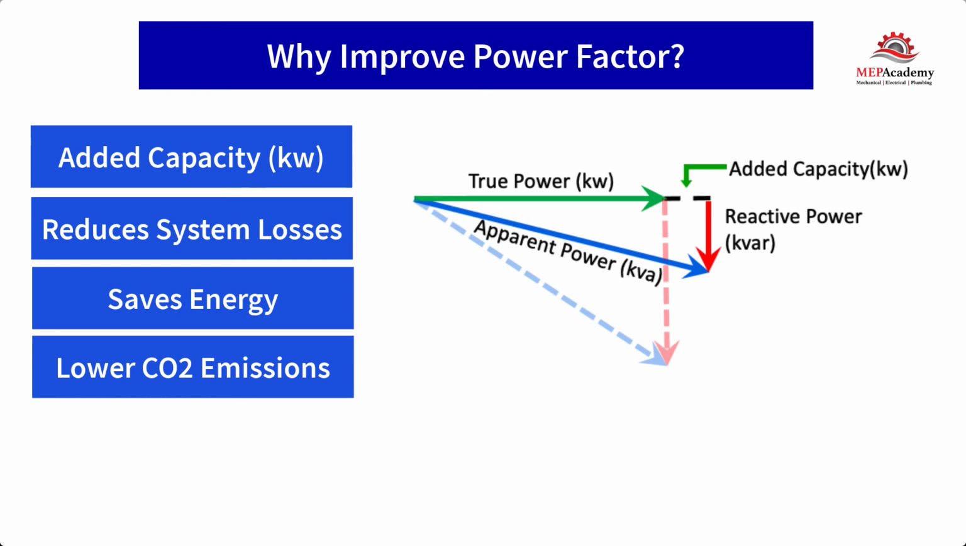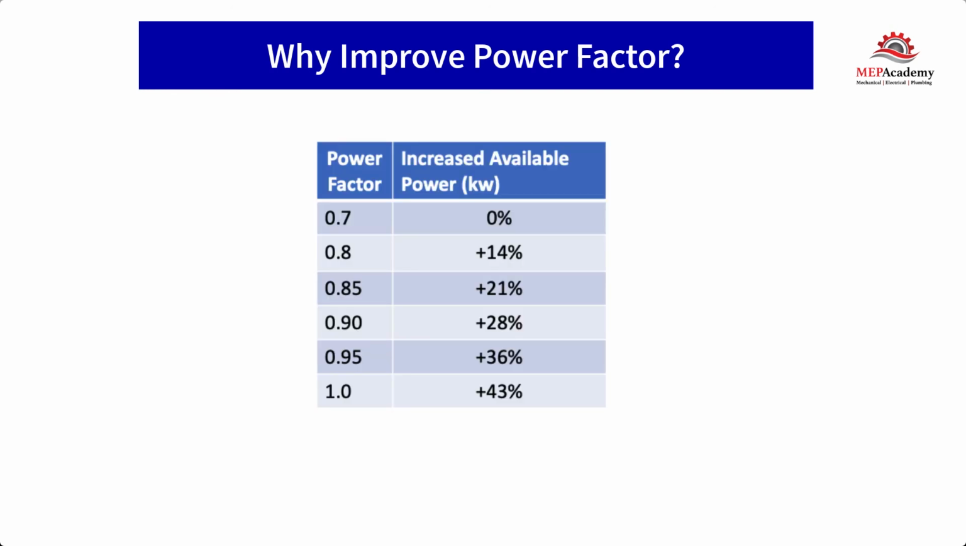A poor power factor will cause the line current to increase, causing losses in the distribution system and transformers. Even though the building uses the same real power, the lower power factor costs the utility company more to generate and distribute. As the chart shows, if a building has a power factor of 0.7 and increases it to 0.9, it increases the available power by 28%.